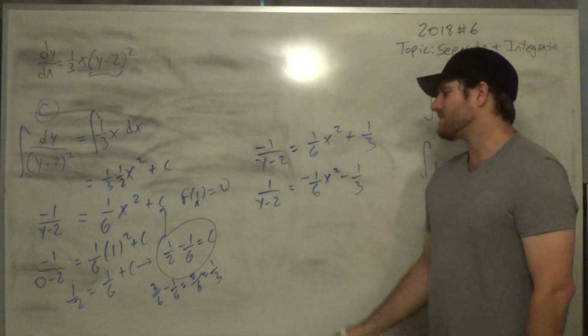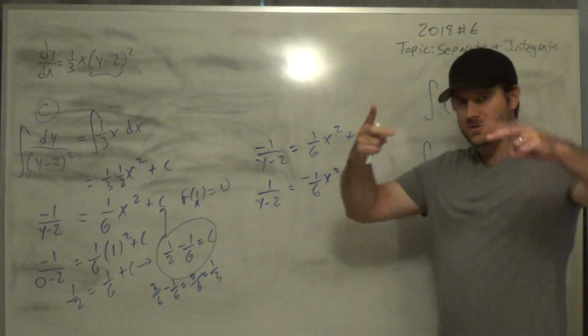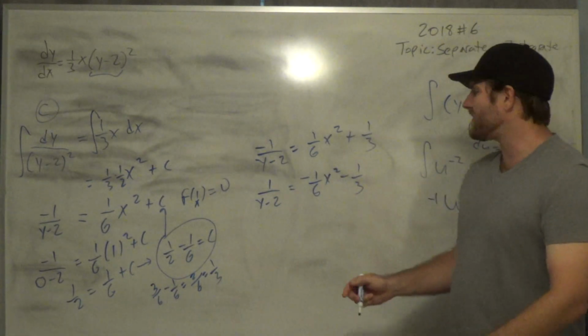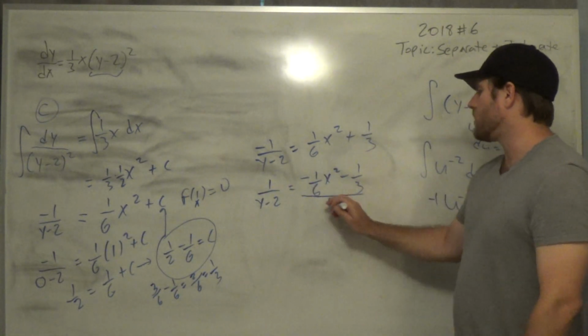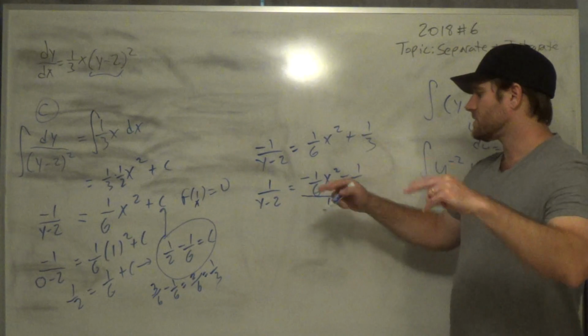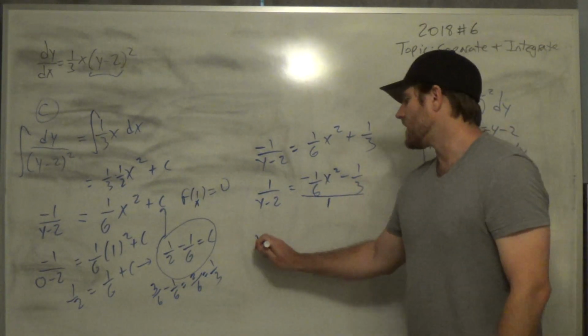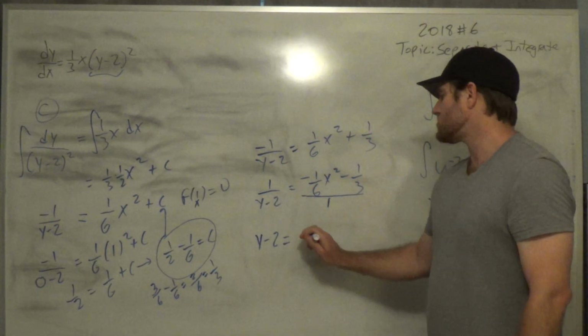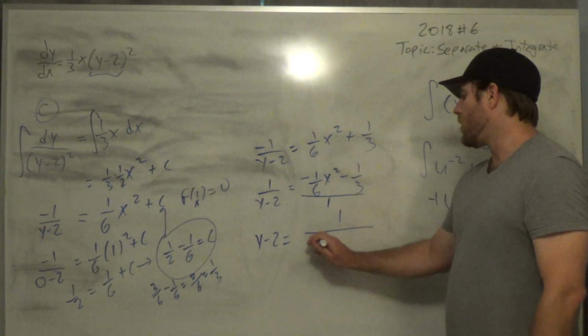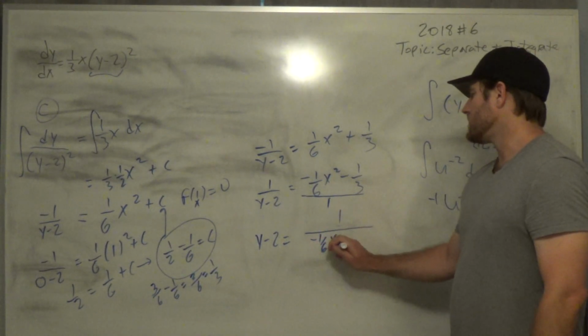And the AP exam does something different. They add those together so that they can flip the fractions. I just say forget it. Pretend like this is one big fraction over 1, and then just flip. It's ugly, but nobody cares. So I get y minus 2 equals 1 over these fractions.